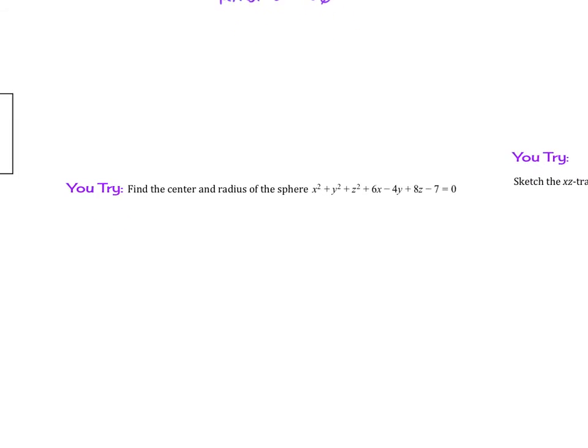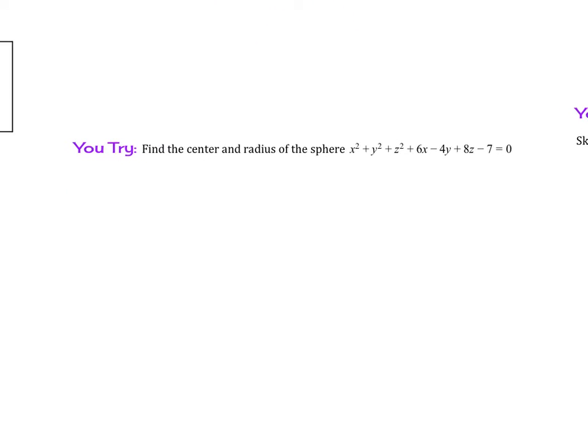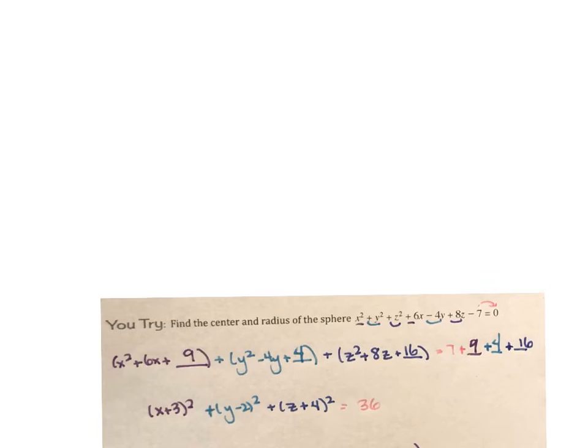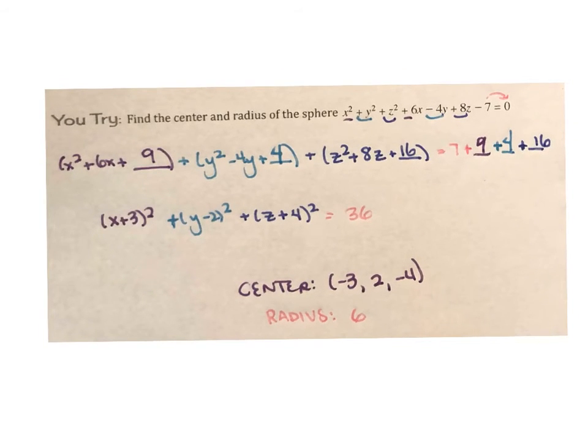Okay, so go ahead and try this example here. Find the center and radius of the sphere with x squared plus y squared plus z squared plus 6x minus 4y plus 8z minus 7 equals 0. So trying this out, you should have gotten the center of -3, 2, and -4, and the radius is 6.